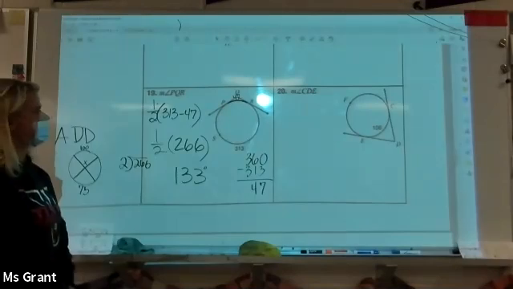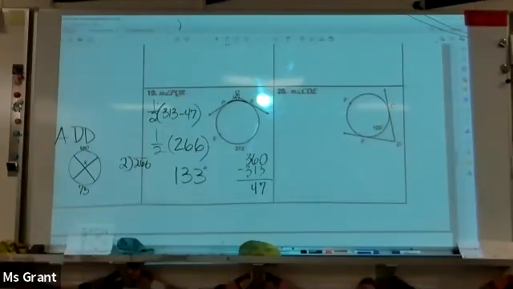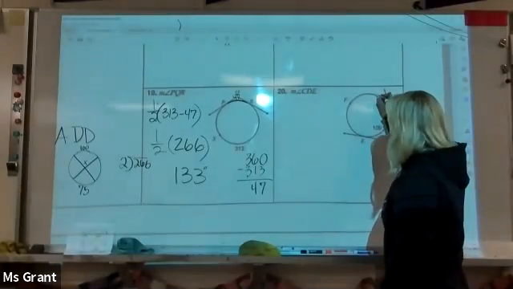What's missing on number 20? All right, find that missing arc length. I need that missing arc length. Black arc.